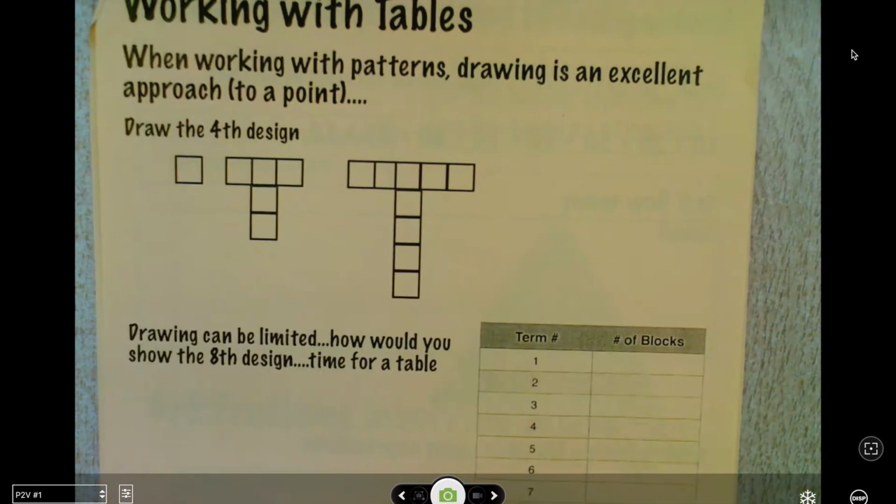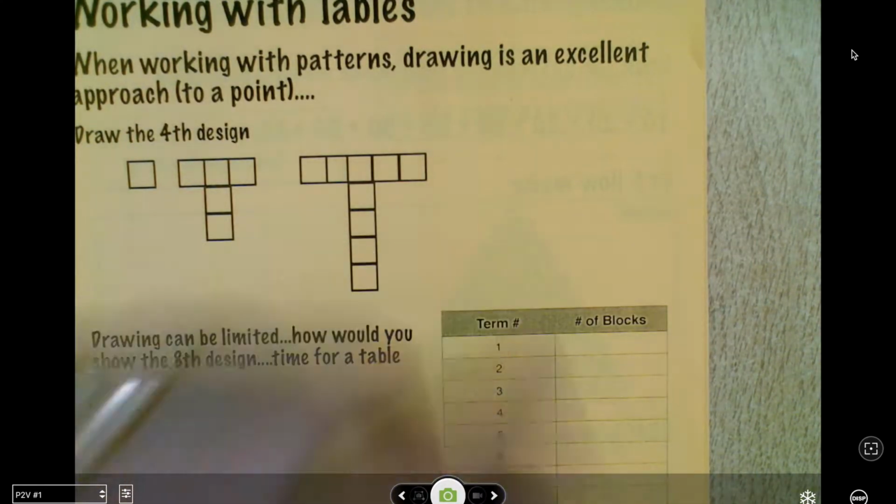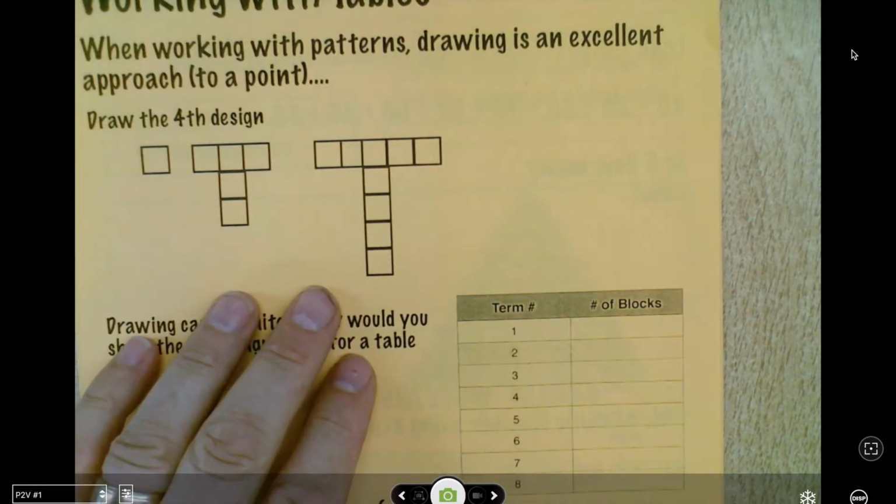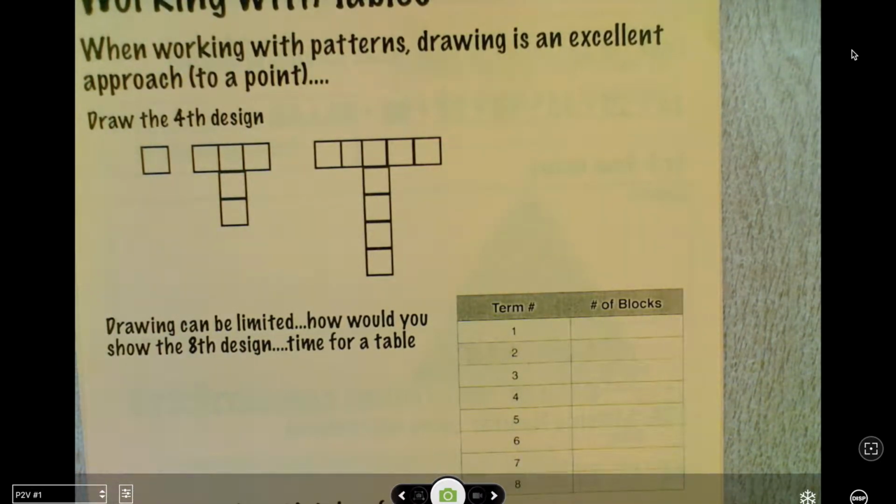Now let's take a look at this. This is mostly about working with tables. Sometimes in patterns though, we can make diagrams. And we do a diagram like this. There is some merit in doing that, and that is helpful.